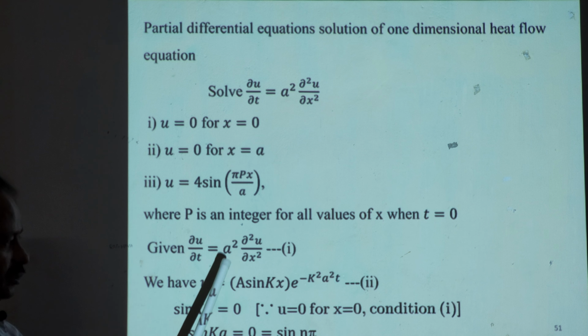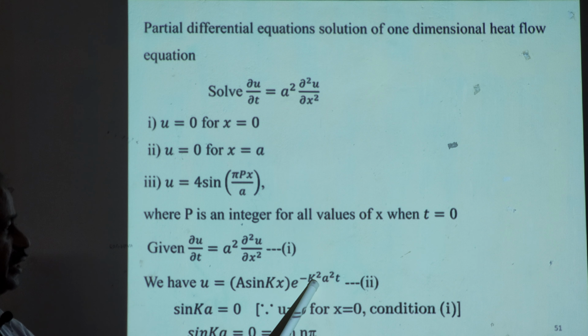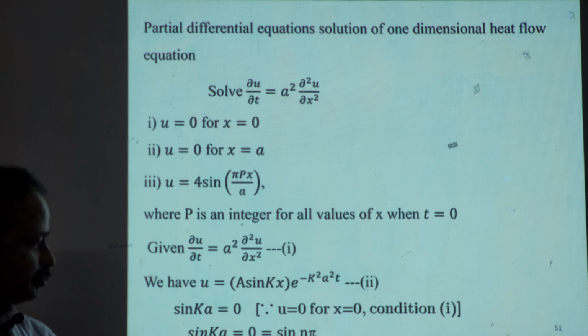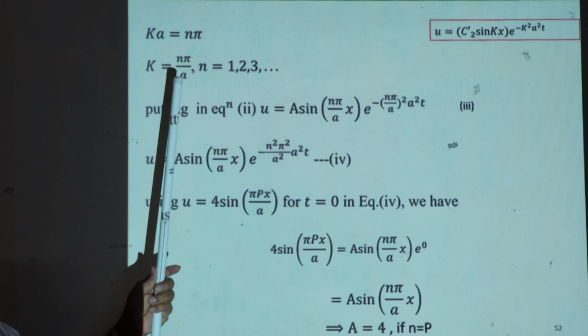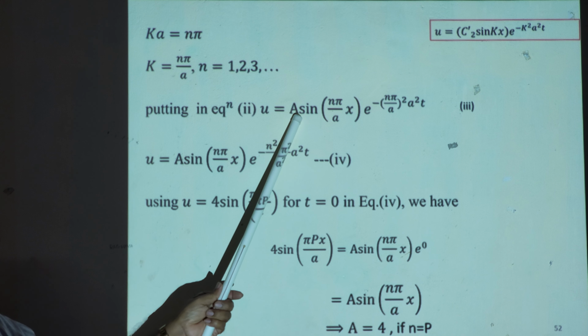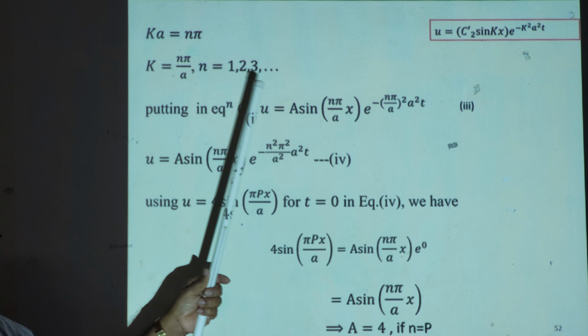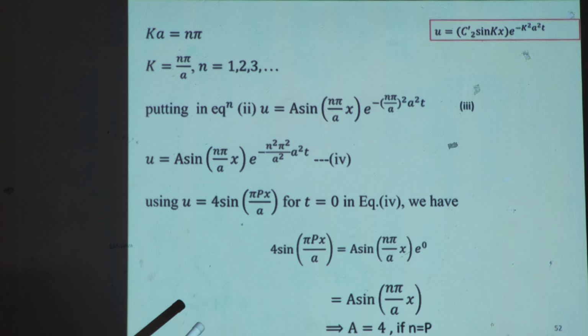We should apply the first boundary condition, which is u equal to 0 at x equal to 0. That will give us this. So we have now u equal to A sin kx e power minus k squared a squared t. So this implies that sin ka equal to 0, which is nothing but sin n pi, where ka equal to n pi, so k equal to n pi by a. You substitute here in the previous equation, instead of k you substitute n pi by a, so u of x comma t equal to A times sin n pi by a x, e power minus n pi by a whole squared a squared t. So this is your complete equation.